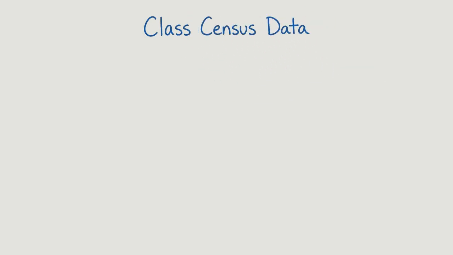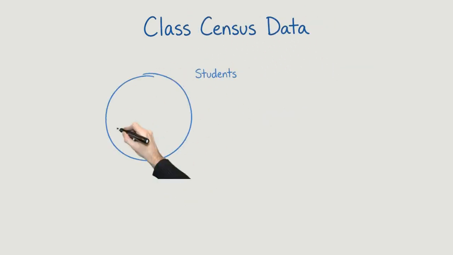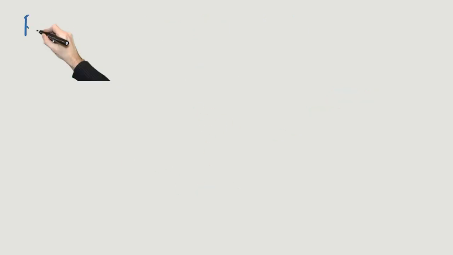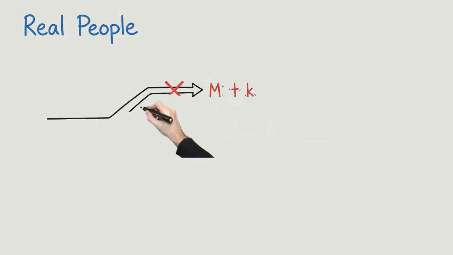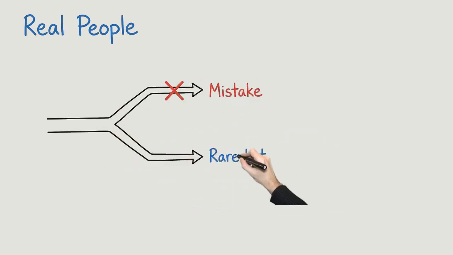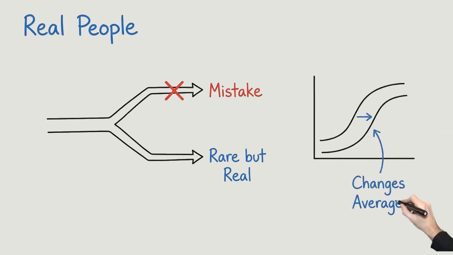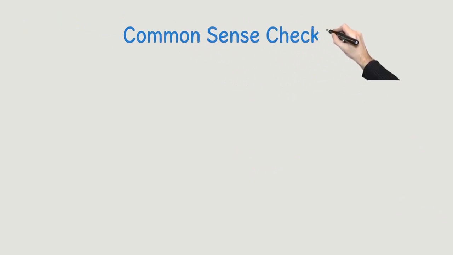If you're working with a class census dataset, an outlier is a value that sits unusually far from the rest of the class. That matters because this data describes real people. A strange value might be a mistake, or it might be rare but real, and either way, it can change averages, graphs, and conclusions. Start with common sense checks before doing any statistics.